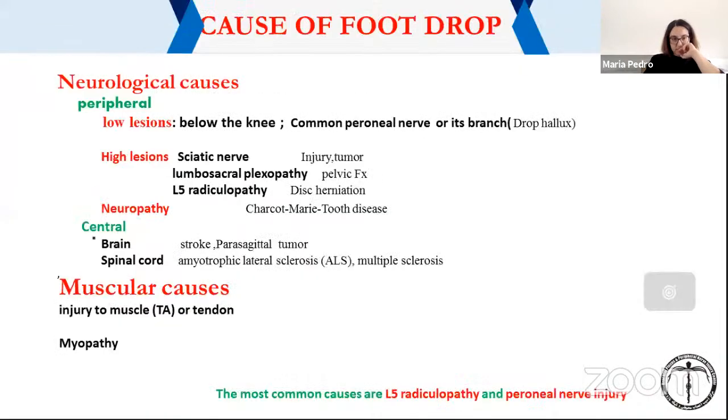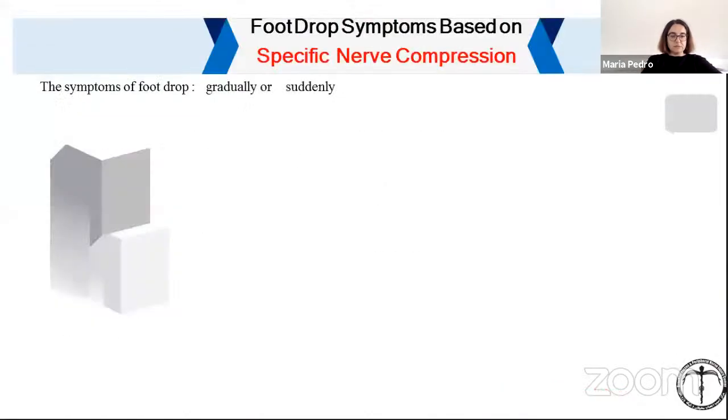There are some causes of foot drop, neurological or muscular, and within neurological, peripheral or central, and I explained the clinical presentation. Foot drop symptoms are based on the specific nerve compression. The symptom of foot drop may occur gradually or appear suddenly and varies depending on the type and severity of the underlying disease.